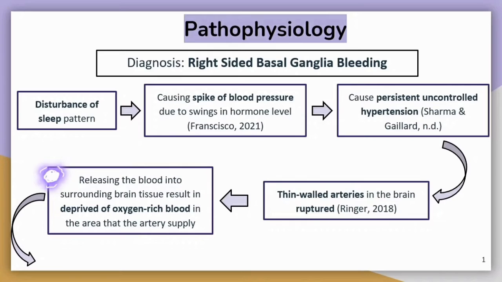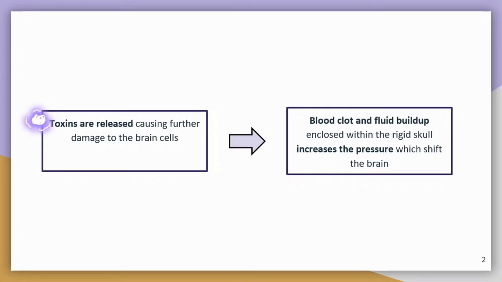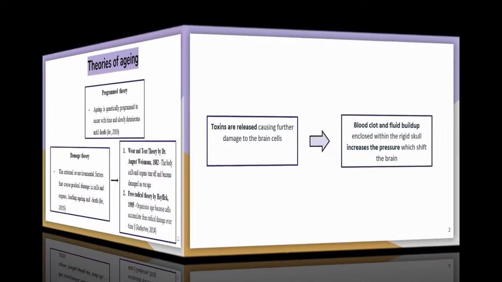Then the blood is released into the surrounding brain tissue, resulting in deprivation of oxygen-rich blood in the area that the artery supplies. The body reacts and releases toxins, causing further damage to the brain cells. Blood clot and fluid build-up occur within the rigid skull, increasing the pressure, which shifts the brain. In this case, this patient has right-sided basal ganglia bleeding with third ventricle extension.